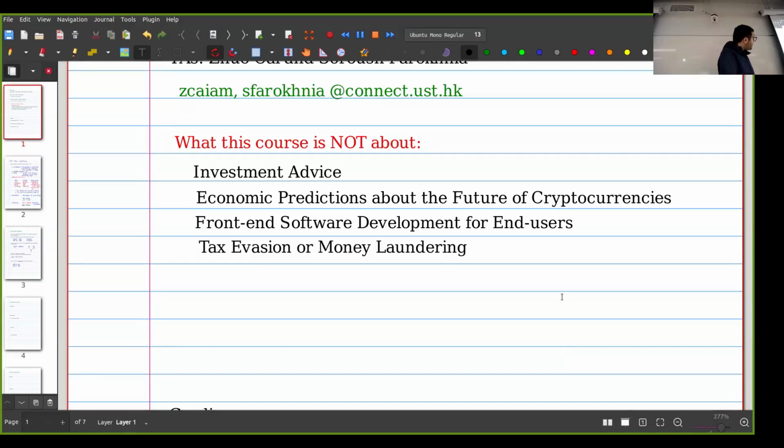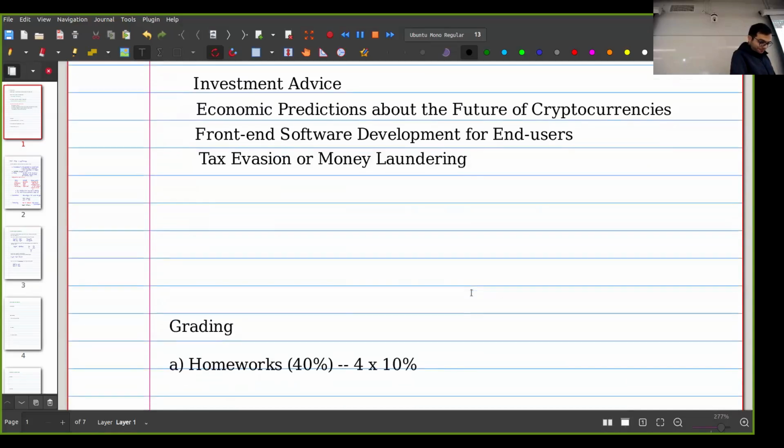And finally, this is something that a lot of students in the previous offerings have mentioned. A lot of the things that you learn in this course can be used for a lot of illegal things. You can do tax evasion or money laundering or anything like that. And we are not condoning that. This is not the reason behind this course. So even if you can do it, please don't.